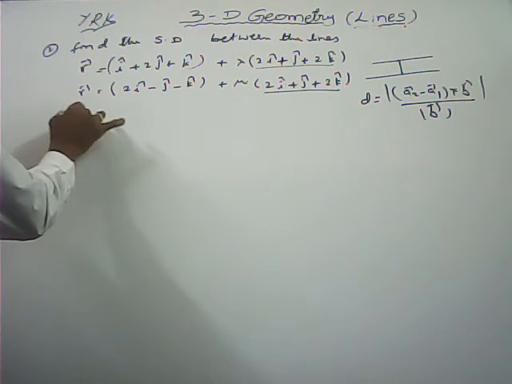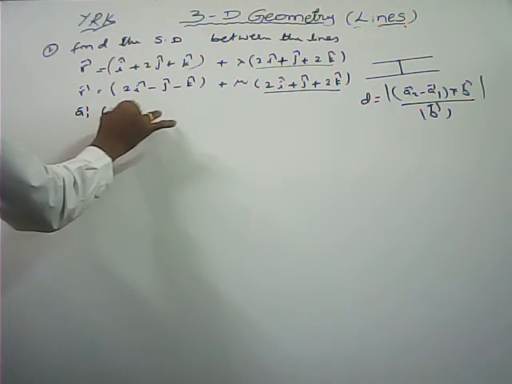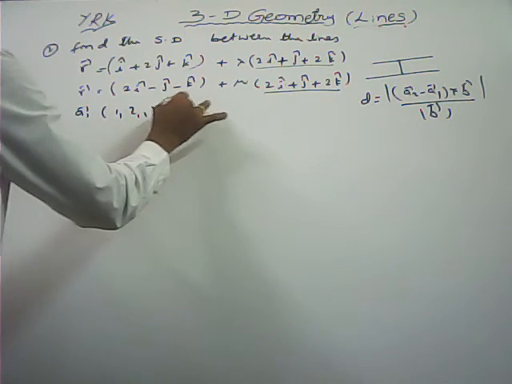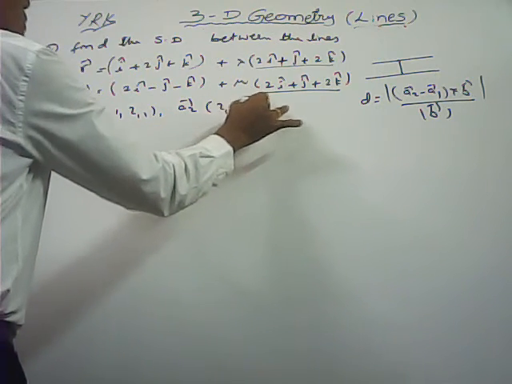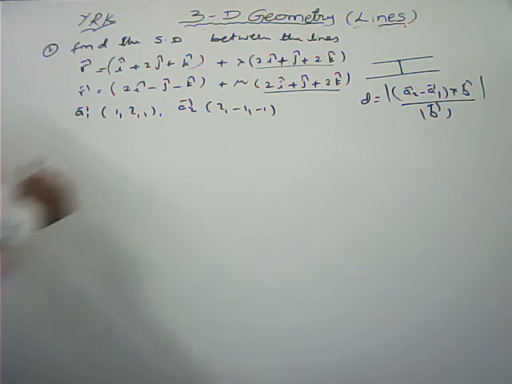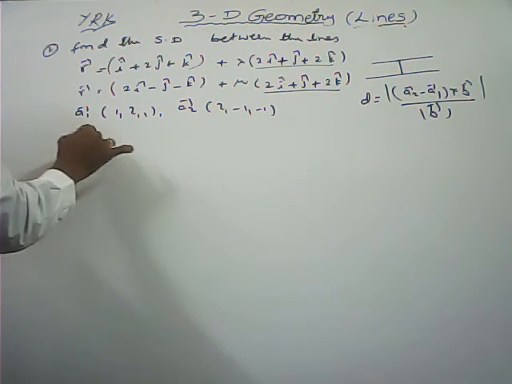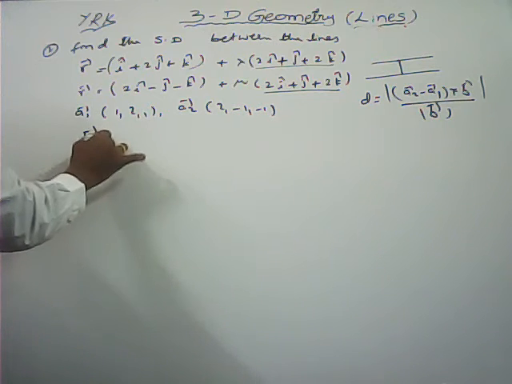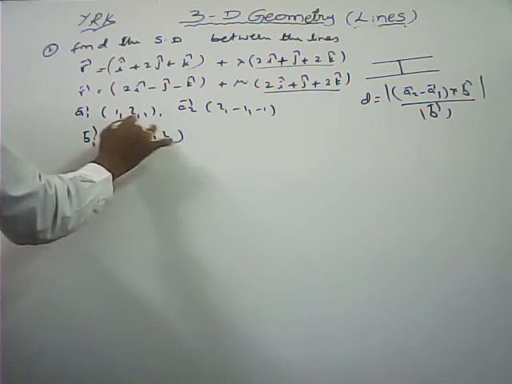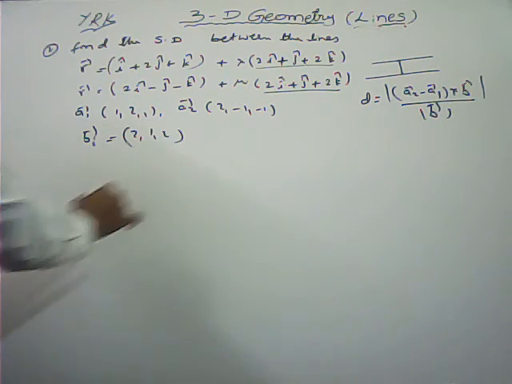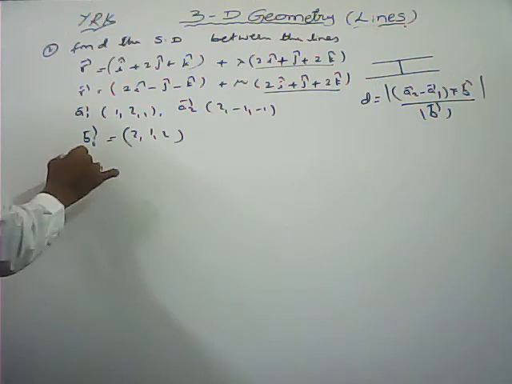What is A1? A1 bar is equal to (1, 2, 1). A2 bar is equal to (2, -1, -1). The second line passes through this point. And what are the parallel ds? Both the vectors are the same, that is equal to (2, 1, 2). So A2 bar minus A1 bar.